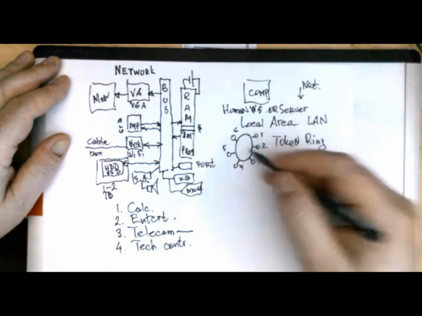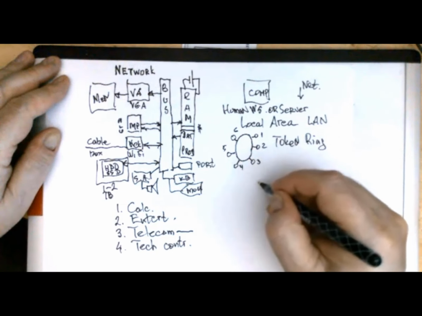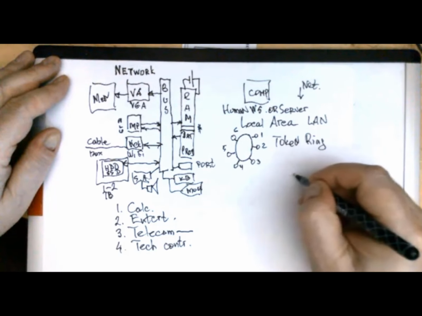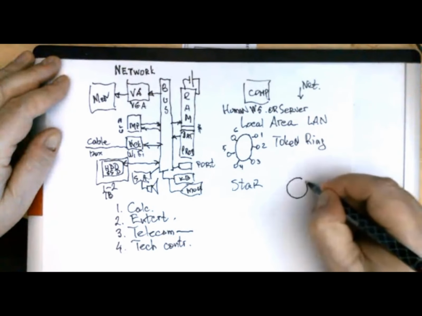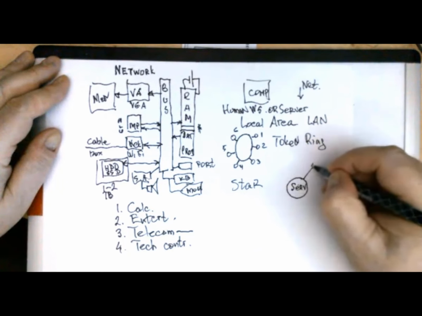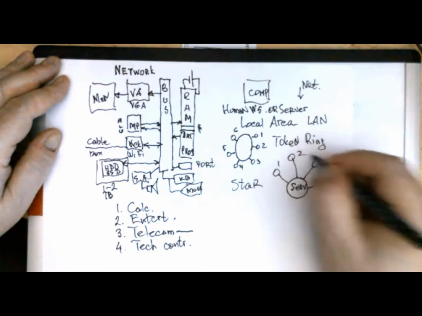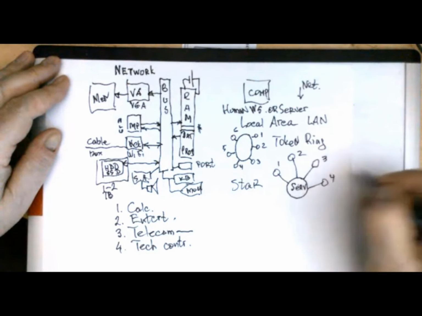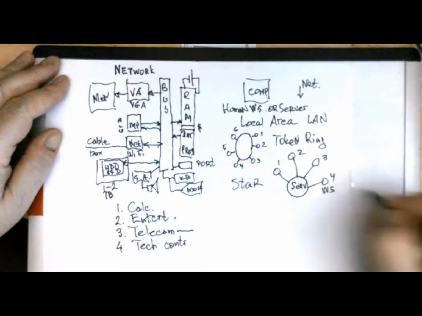Okay, the next one that was created was star communication. Star communication. How does it look? It needs a middle computer, which is named the server. And all the other computers need to be connected to this server. 1, 2, 3, 4. These 1, 2, 3, 4 are workstations.